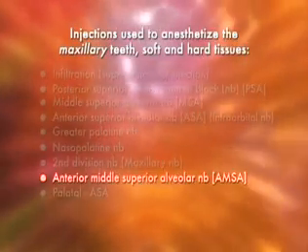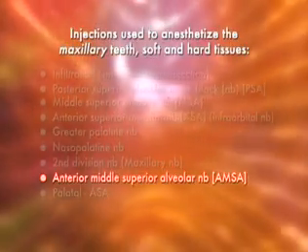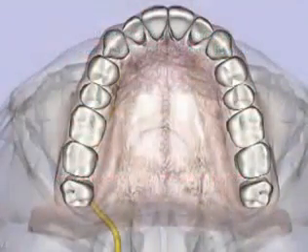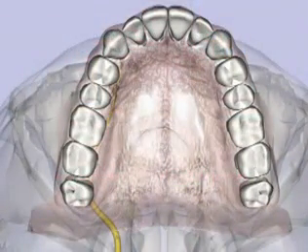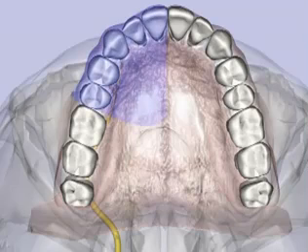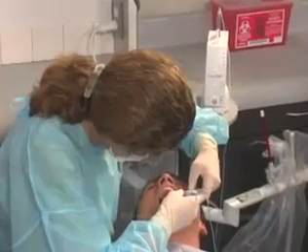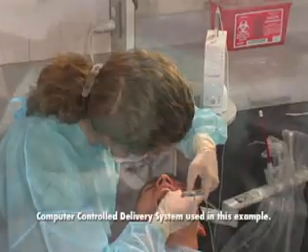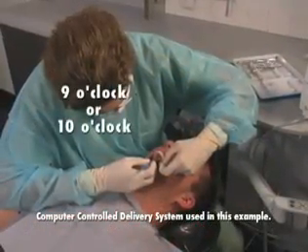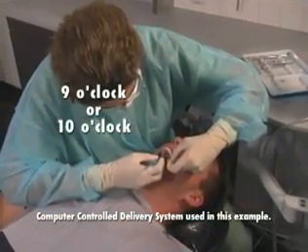The anterior middle superior alveolar nerve block provides pulpal anesthesia to the 5 maxillary anterior teeth, the incisors, canine, and premolars, the buccal soft tissue and bone, and the palatal soft tissue and bone overlying these same teeth. A 27-gauge short needle is recommended. For the AMSA nerve block, sit at the 9 or 10 o'clock position, facing in the same direction as the patient.